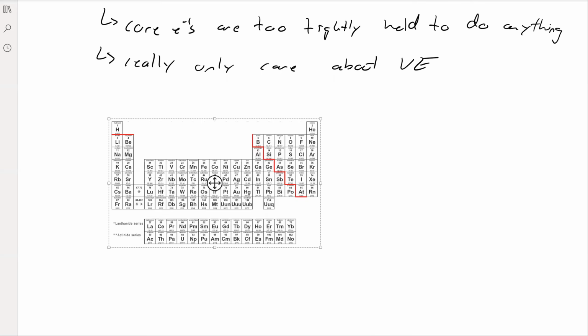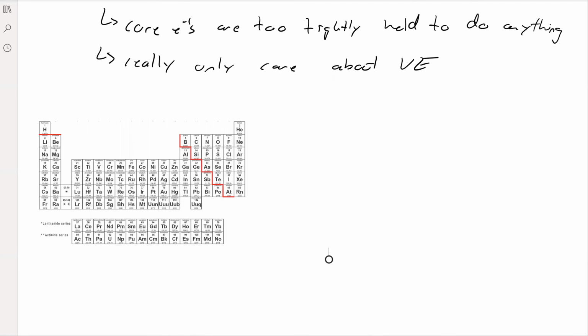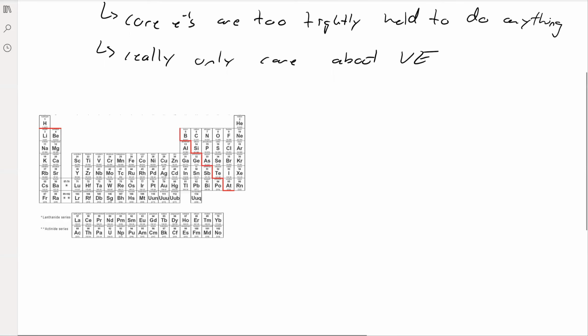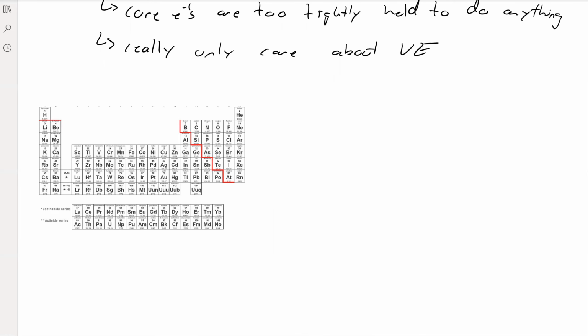So let's take a look at our periodic table. And we're going to draw what are known as Lewis symbols. So a Lewis symbol describes how many valence electrons our element has. So every dot that we're going to draw around our Lewis symbol is one valence electron.